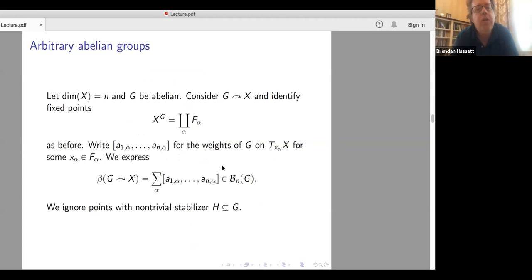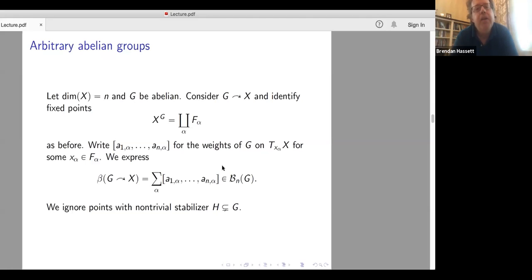And so we can define an invariant not just for cyclic groups, but for arbitrary abelian groups. So again, we look at the fixed points for the action of G, and I decompose them as before. And we look at the weights on the tangent space, and we construct this invariant by summing the symbols over the weights. And it's a theorem due to Kontsevich, Pestun, and Tschinkel that this gives you a well-defined invariant in this group Bn of G.